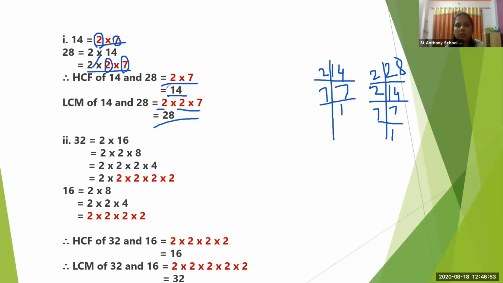Okay, it's your choice. Now second sum is what? Second sum is 32. Okay, again you will do this column method, find the factors, write down it. Take the common one. Okay, that will be your HCF, and take the common and other than common, that will be your LCM.